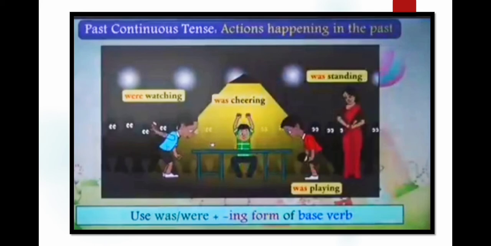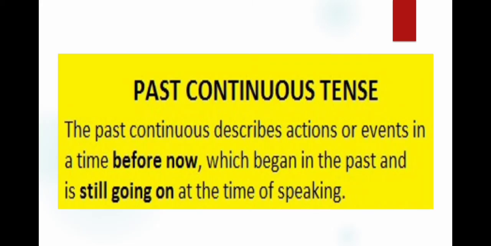follow a particular form. What is the form? We use was, were, depending whether the noun or pronoun is singular or plural. And we use the ing form of the base verb in the past continuous tense. So we can say that past continuous describes actions or events in a time before now, which began in the past and is still going on at the time of speaking.